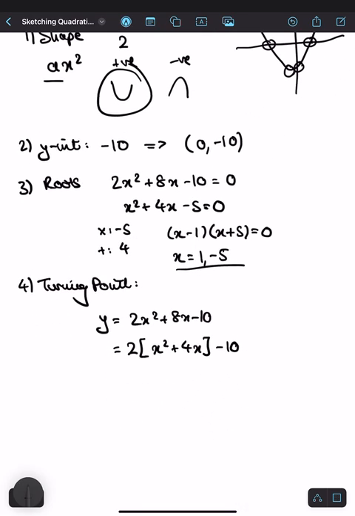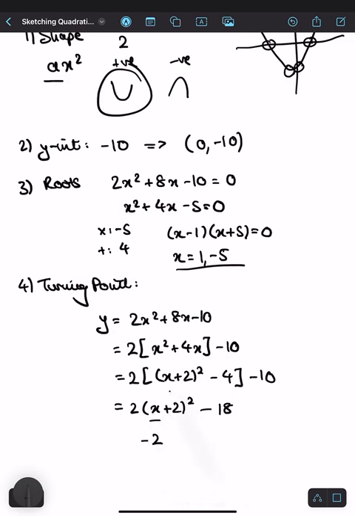And now we can easily complete the square on the middle bit. So that's 2 times (x plus 2) squared minus 4, close brackets, minus 10. And now expanding out, you get 2(x plus 2) squared minus 8 minus 10, which is minus 18. Now, because we've got a happy face, the minimum value is the lowest value you can have, and it occurs when x is equal to negative 2. And if x is equal to negative 2, this whole bit here equals 0. So then you've just got minus 18 as your y value. So this is your turning point.